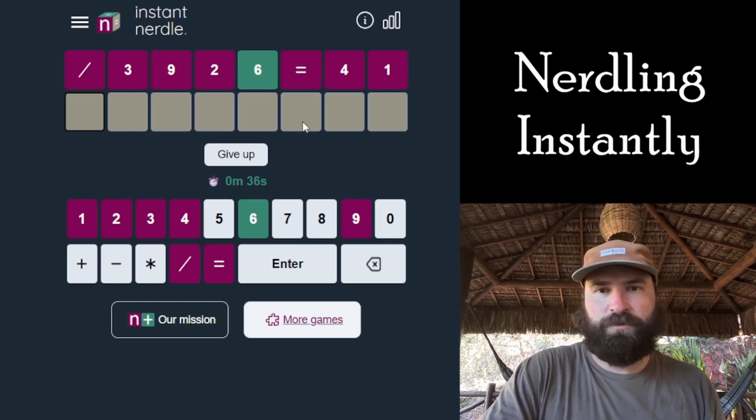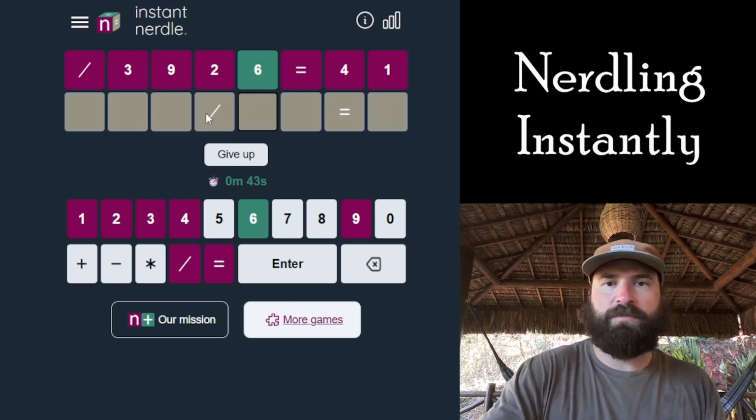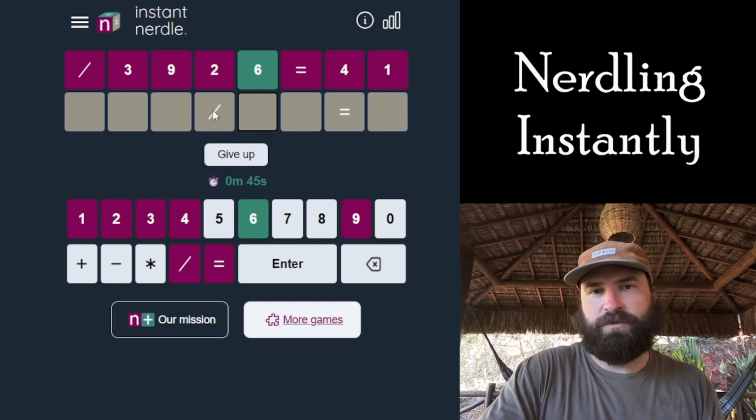Let's crush an instant nerdle. We just got division today. So this is going to equal a single-digit number. We're going to have division here. We're dividing by a double-digit number. Dividing a triple-digit number by a double-digit number to equal a single-digit number.